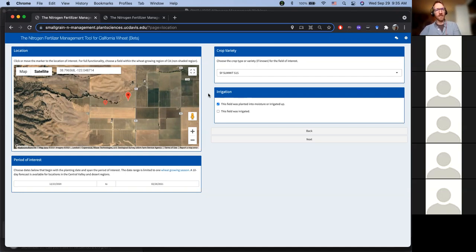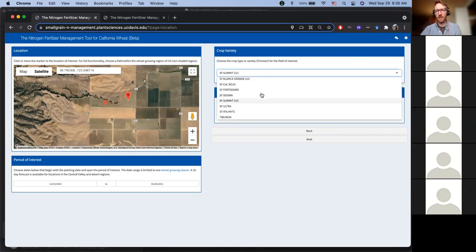So we've clicked on the location of the field. I've navigated to the nitrogen management tool, the Webtool. I went and found the field, clicked on that, and this is going to pull data from the UC Soil Web. So we have some idea of bulk density of these soils and other properties that are important.